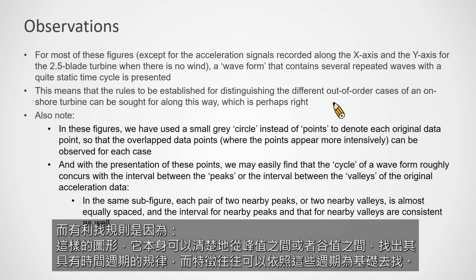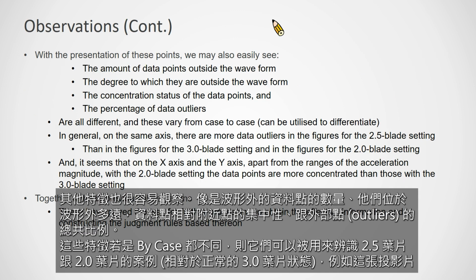Firstly, in most of the figures, there is a waveform that contains several repeated waves with a quite static time cycle. And the time cycle of a waveform can roughly concur with the intervals between two nearby peaks or between two nearby valleys in the original signal. This means that perhaps the rules to distinguish the different malfunctional cases of blades can be established on this basis. Other features in these figures also provide clues to differentiate the different cases.